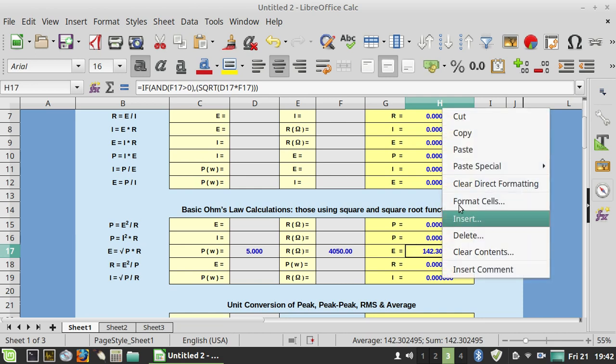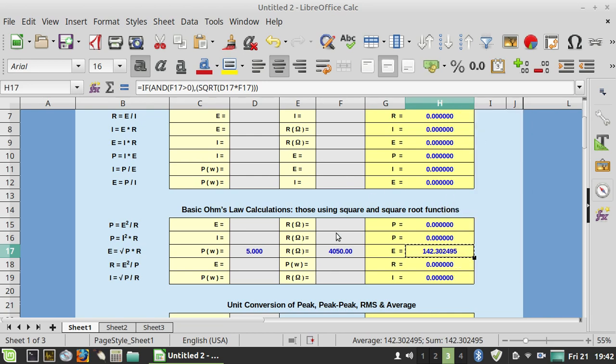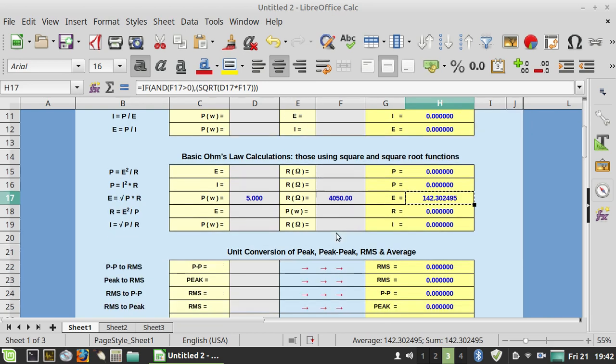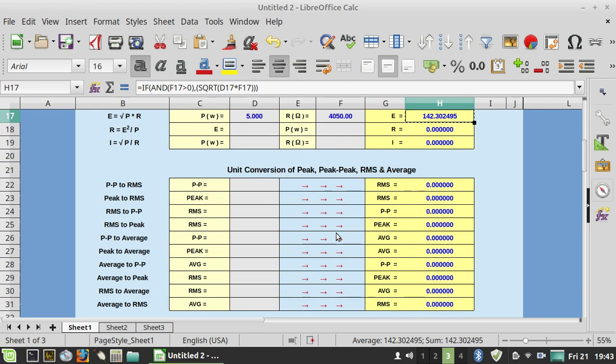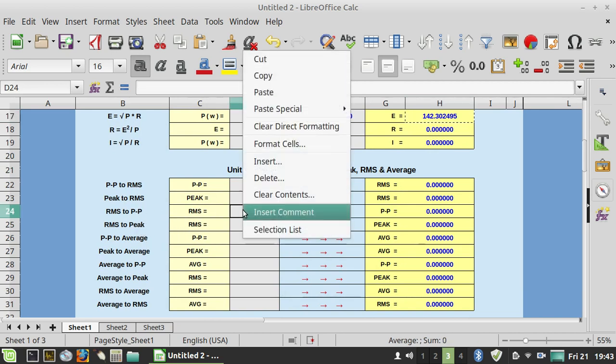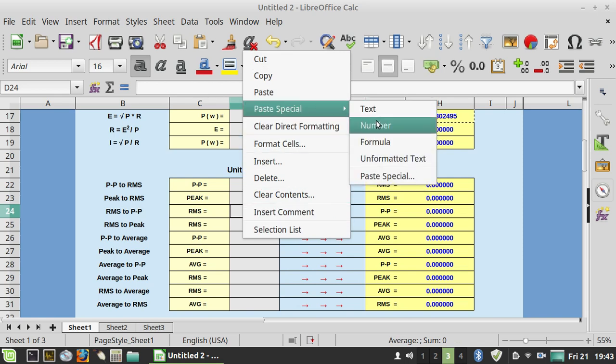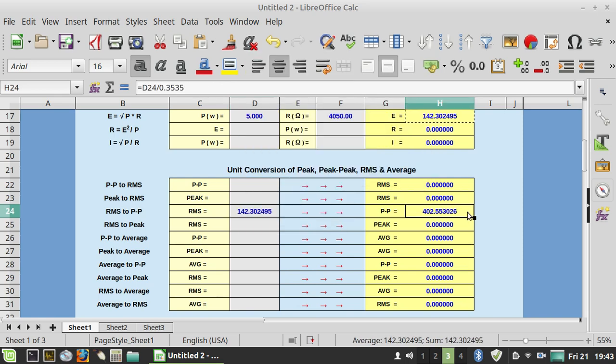I'm going to copy that. You want to see what the peak-to-peak voltage is? We'll use the converter down here. RMS to peak-to-peak. My RMS was 142 volts. Using QRP, you touch the antenna terminal on that unun, and you're touching 402 volts.